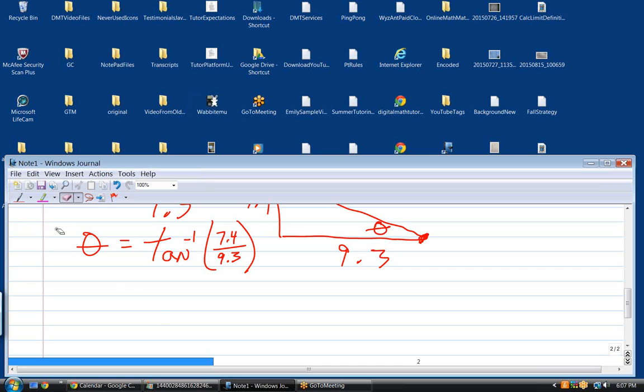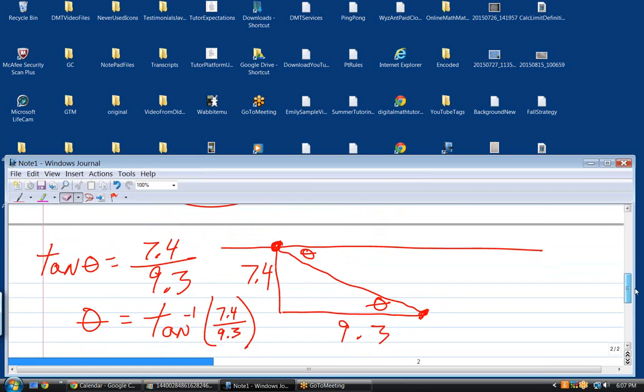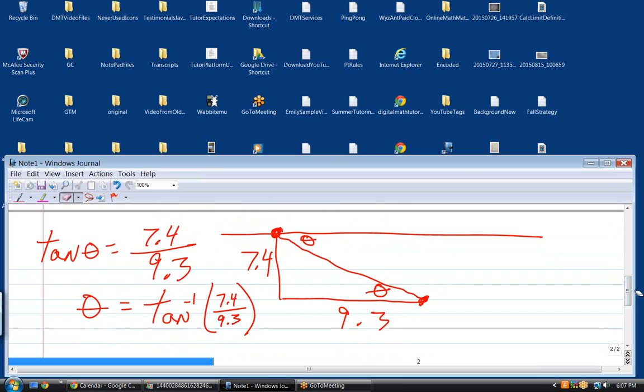Same thing. In other words, I can write that arctan is the same thing as inverse tan. The important thing is that we use inverse tans or inverse trig functions to find angles. We use trig functions to find ratios. Very important distinction.